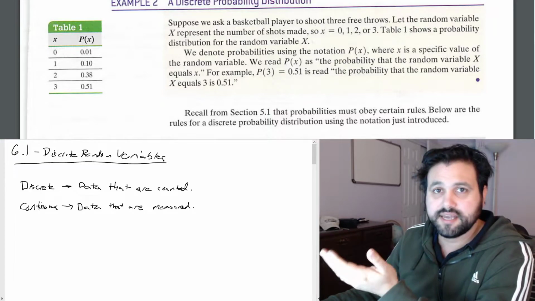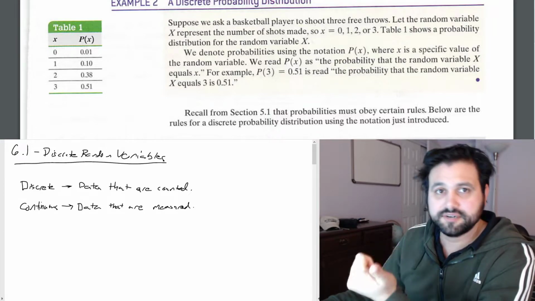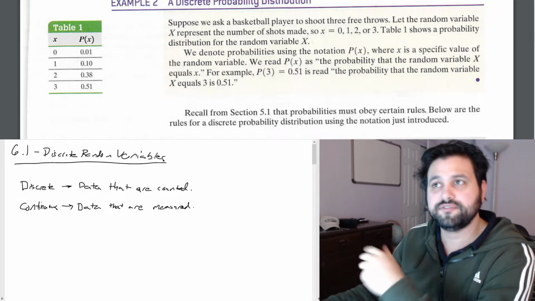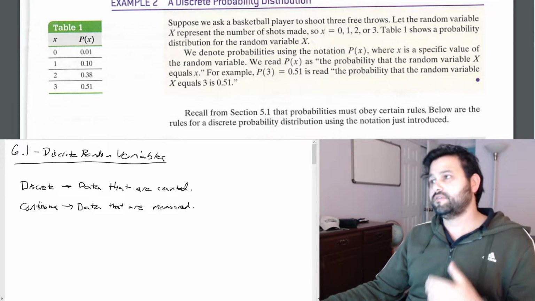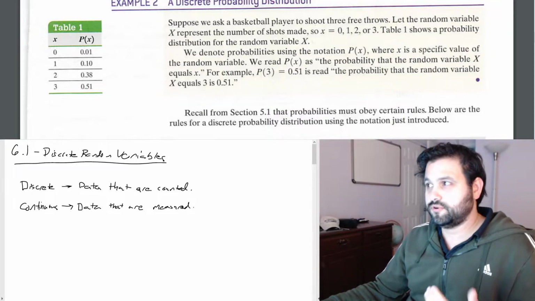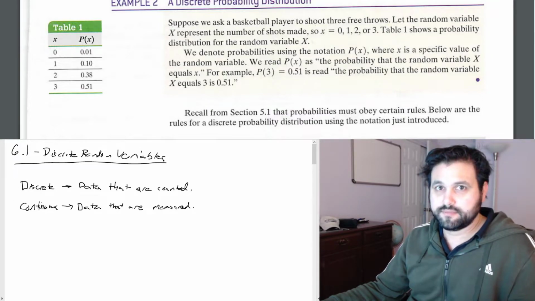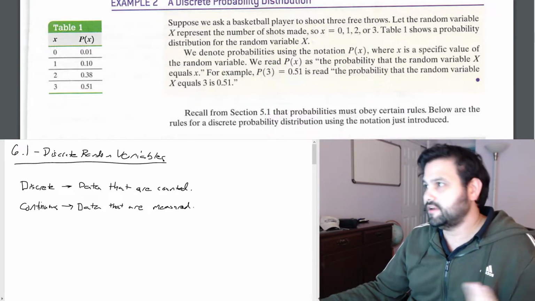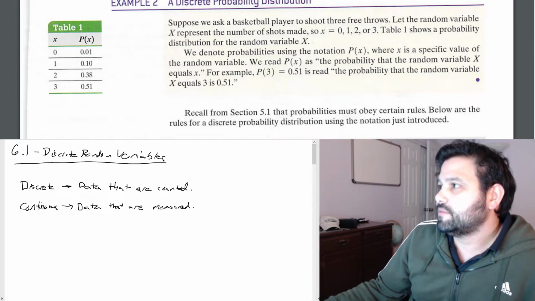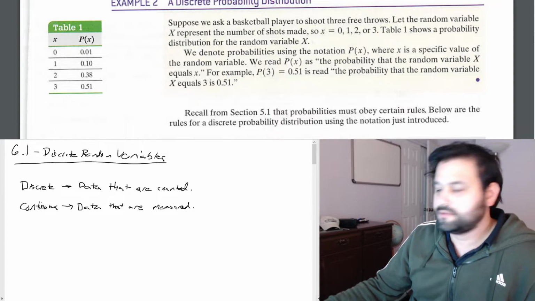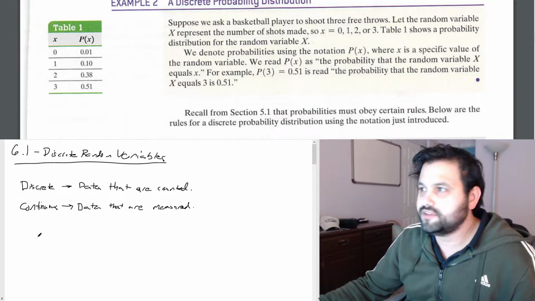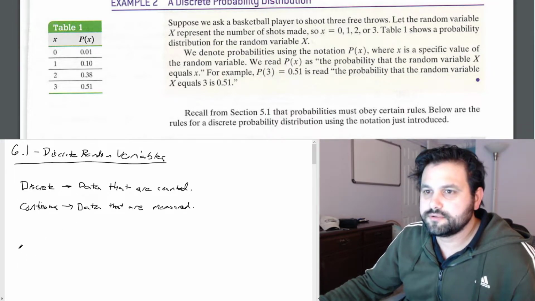So x can take on the values 0, 1, 2, or 3, right? If you're going to shoot 3 free throws, you're either going to make 0, or you're going to make 1 of them, or you're going to make 2 of them, or you're probably going to be like me and make all 3, right? Table 1 shows a probability distribution for the random variable x. So here we have our table. So I'm just going to add this to our notes here. We're talking about a discrete probability distribution now.